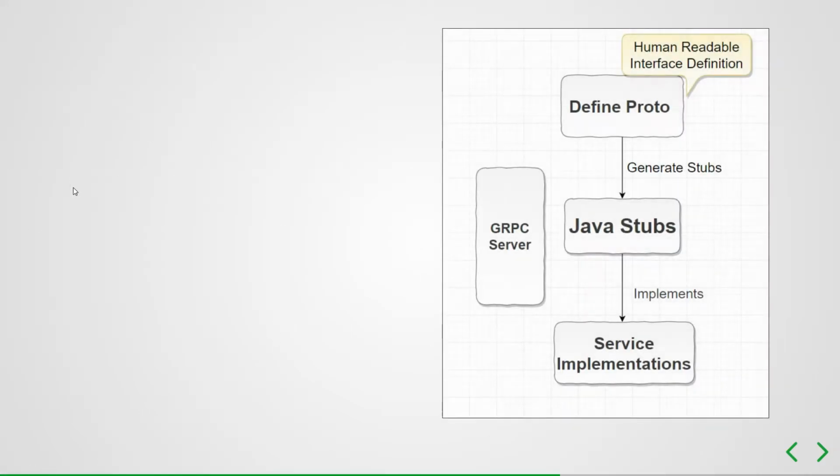Now, this is how a typical workflow of a gRPC server looks like. At the first step, we're going to define our gRPC proto files. These proto files are the interfaces which are human readable. With these proto files, we're going to generate Java stubs using a Maven plugin. These Java stubs are just Java classes, or abstract classes. Then we're going to extend our Java stubs and implement our services by adding our own business logic. So that's how the flow looks like.